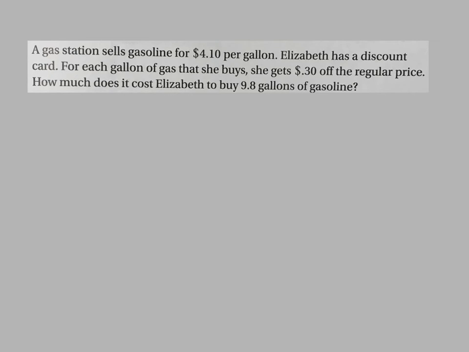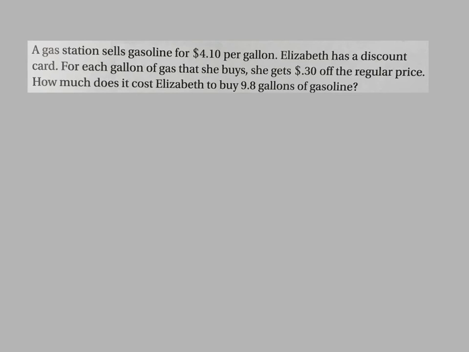A gas station sells gasoline for $4.10 per gallon. Elizabeth has a discount card, and a discount means the amount you're not going to pay. For each gallon of gas that she buys, she gets 30 cents off the regular price. So that's a pretty good deal. For each gallon, she gets 30 cents off. How much does it cost Elizabeth to buy 9.8 gallons of gas?